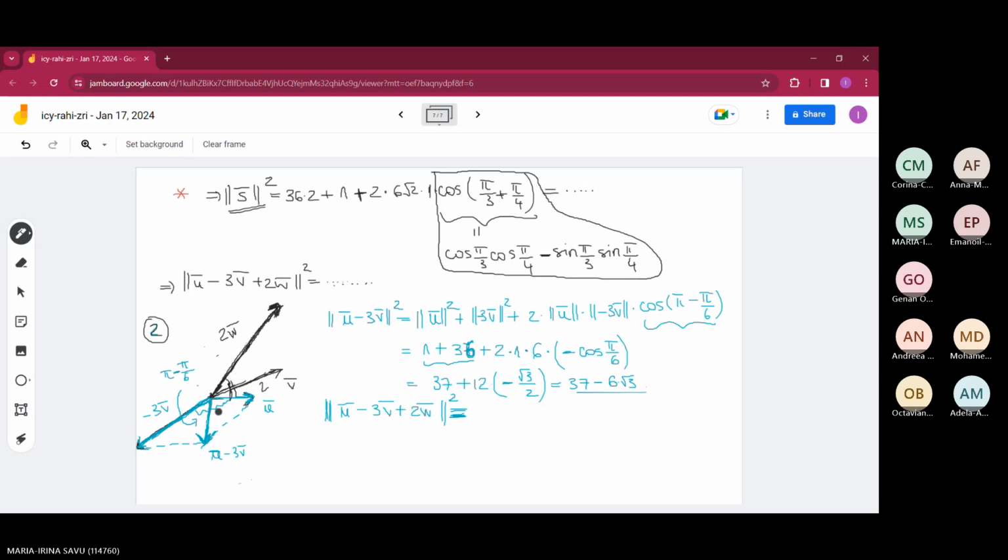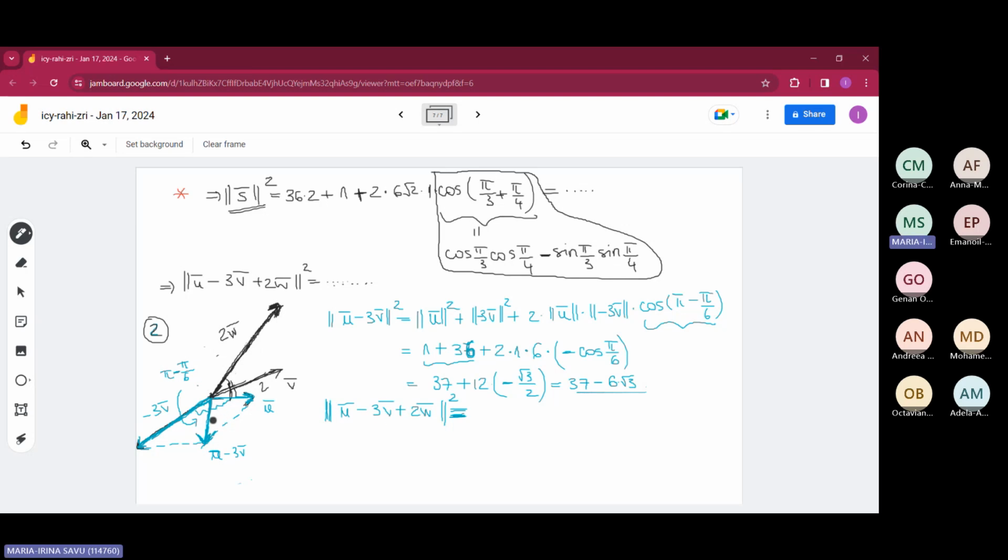Okay. What we should... We can use the same method with the parallelogram. Yes, but what we should find first in order to find this norm? The angle between them, the one above the 2w. Yes, this is the idea. We have to find the angle between 2w and u minus 3v.